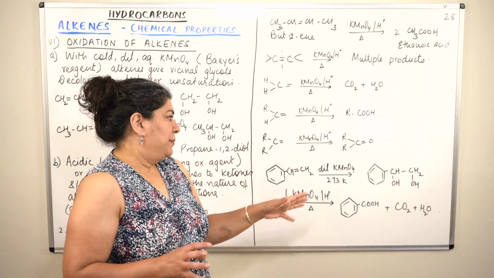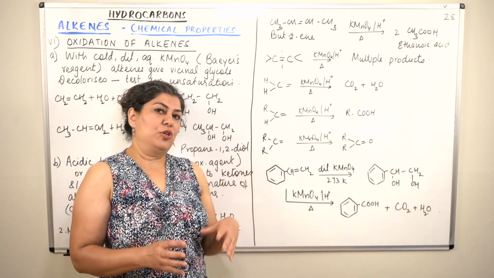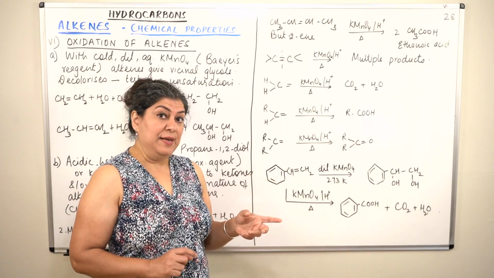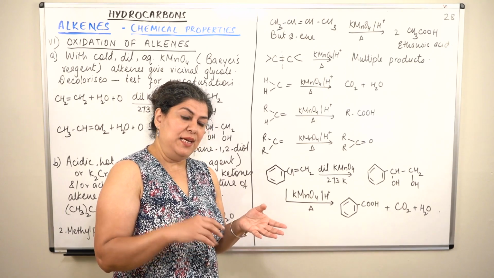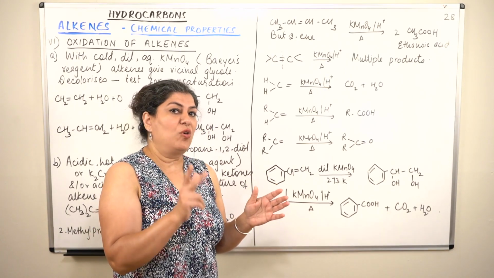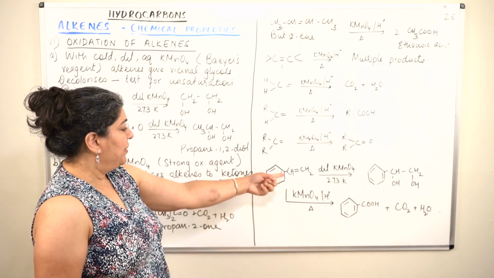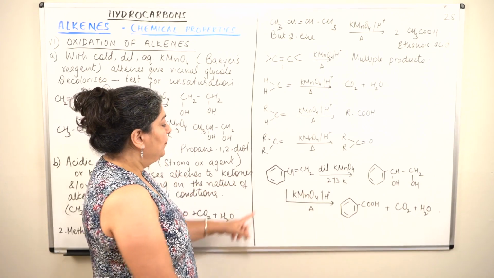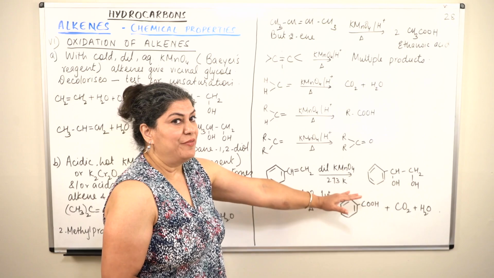So before I wind up this topic, let us take one more example and carry out the oxidation of this alkene by both the processes, that is by using a mild oxidizing agent, potassium permanganate, and by using the strong, drastic conditions, that is a strong oxidizing agent, potassium permanganate. So here you have a benzene ring. This is CH2, and we use dilute potassium permanganate at 273 Kelvin.